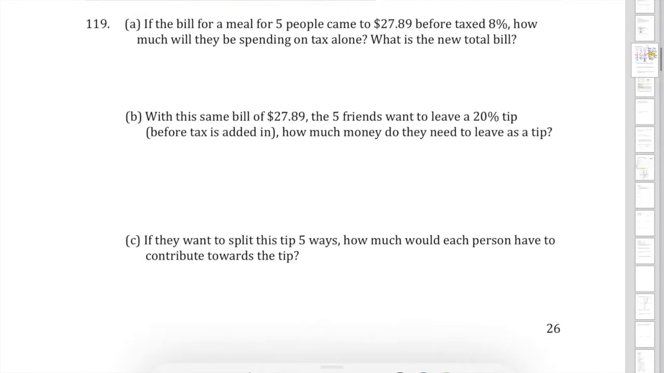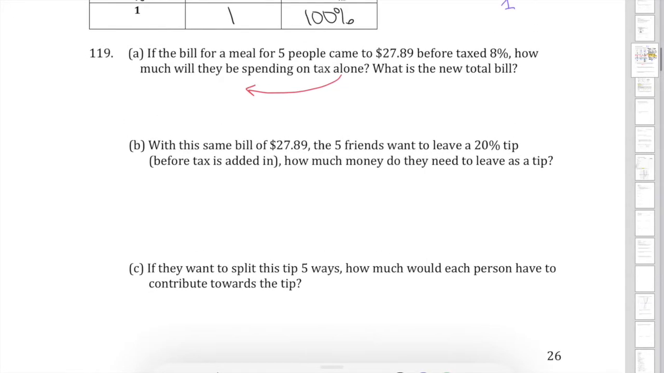All right, so moving right along to number 119, part A, doing some more word problems. It says, if the bill for a meal for 5 people came to $27.89 before it was taxed 8%, how much will they be spending on tax alone? And then what is the new total bill? So let's work on just tax alone to start.